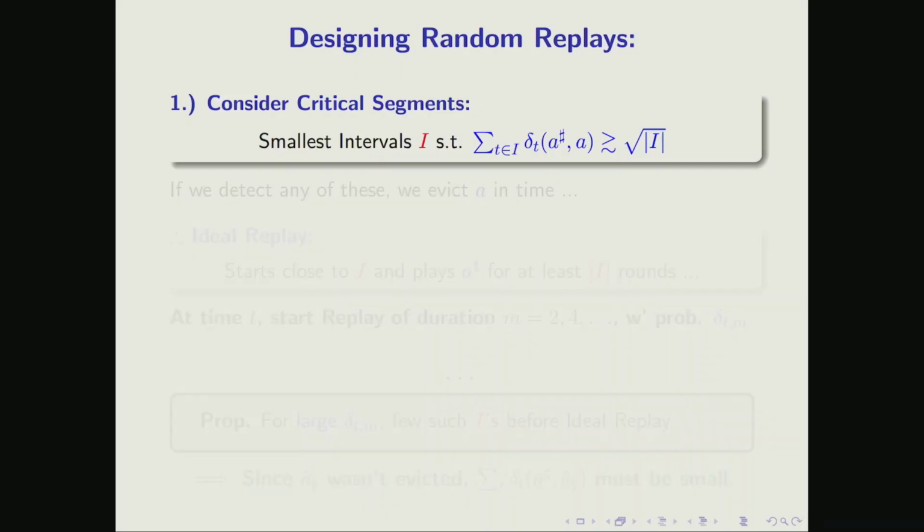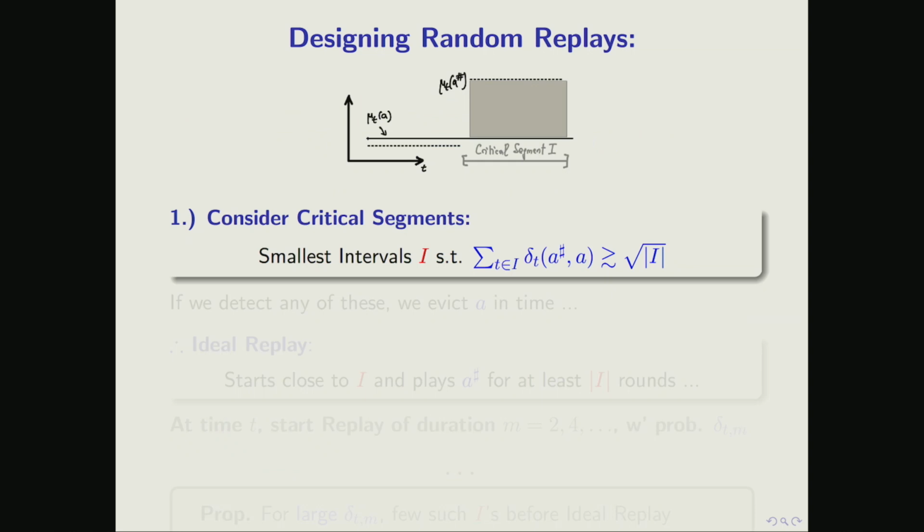Okay? All right, so the main thing here is designing random replay. Designing random replay is the main thing here. And so how do we design random replay? There are two considerations that are sort of opposite each other. The first consideration is that of critical segment. And I'll define in a second what I mean by a critical segment.